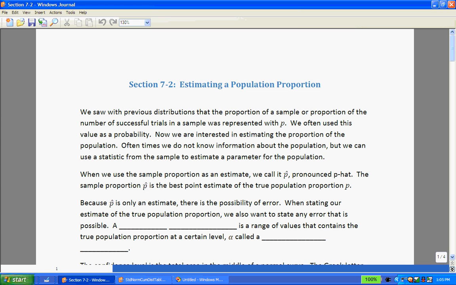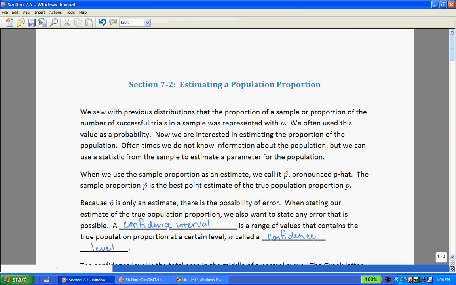When stating our estimate of the true population proportion, we also want to state any error that is possible. A confidence interval is a range of values that contains the true population proportion at a certain level alpha, called a confidence level. So the confidence interval is between this number and this number, and we're saying that that interval contains the true population proportion, which we don't know, but we're pretty confident that it's within this certain range.